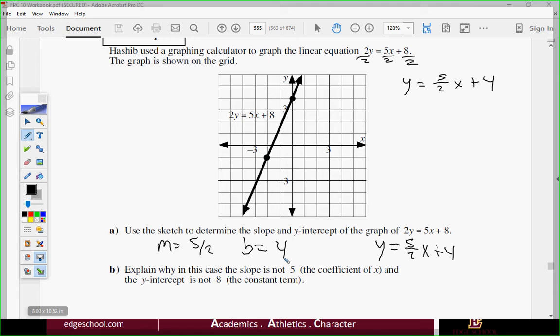Explain why in this case the slope is not 5, and we just talked about that because y is 2y, not y by itself. Okay, it's 2y, not y by itself. That's all you have to say.